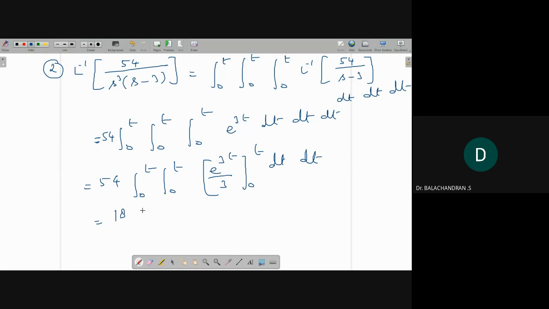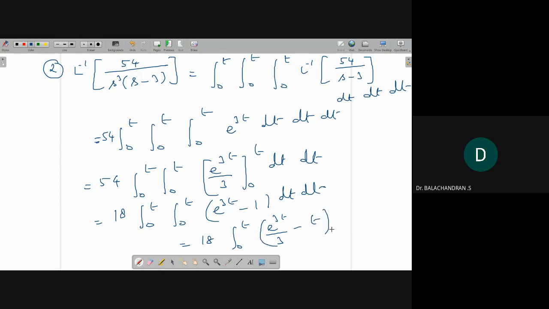Next, if you substitute the limits, first you can cancel, 54 by 3 is 18, integral 0 to t, 0 to t. Apply the upper limit, e power 3t, lower limit, e power 0 is 1, into dt. Next, again integrate, 18, integral 0 to t. If you integrate again, you'll get e power 3t by 3 minus t, limit from 0 to t, into dt.